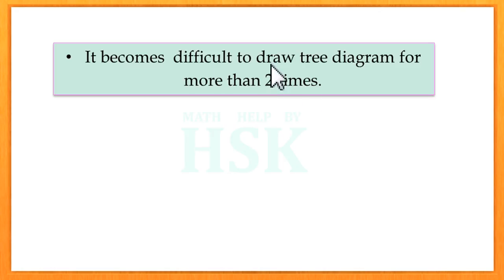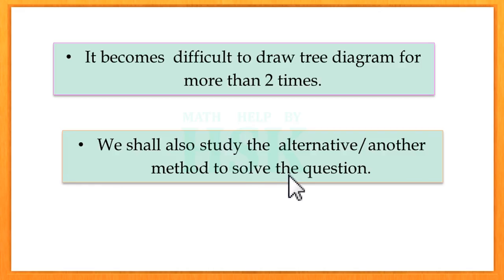Tree diagrams are best when it comes to understanding how the sample space is obtained. We can draw a tree diagram for the event of throwing the die 2 times, but for more than 2 times it becomes difficult to draw a tree diagram as the number of outcomes becomes very large. I shall also give an alternative method to explain the sample space for throwing a die 2 or more times. Now we shall calculate the sample space by drawing a tree diagram.